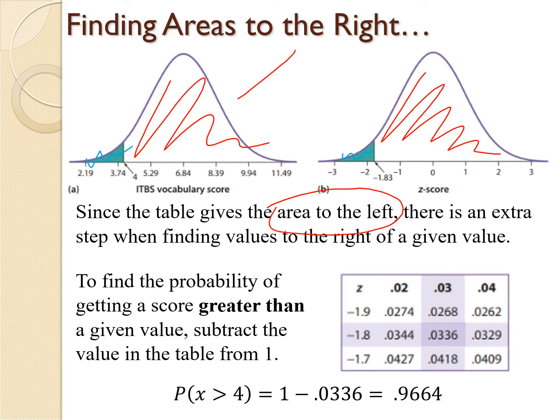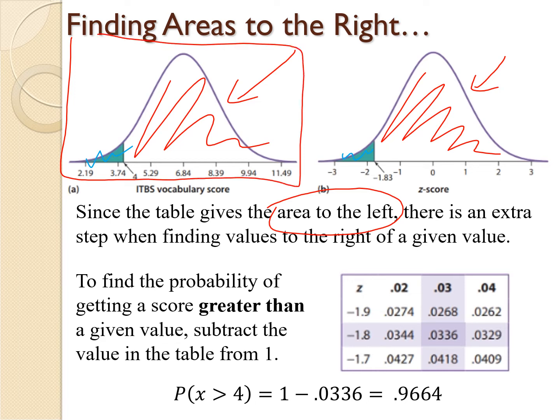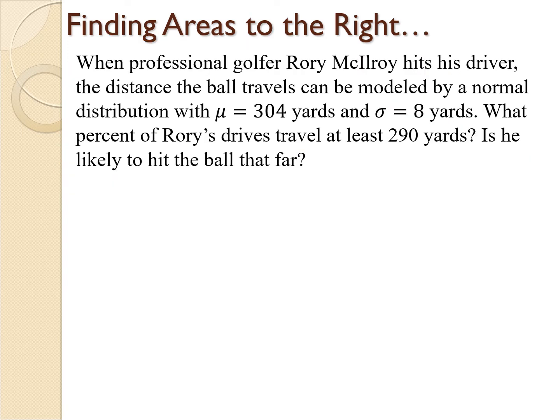So when we're dealing with something shaded to the right, we have an extra step. The key thing is to remember that this entire curve totals 100%, or 1. So if we want to find the area of this red shaded section, we're just going to subtract the value from 1. Back to that first example, the probability of getting a score of 4 or less was 0.0336. So the probability of getting a score greater than that would be 1 minus 0.0336, or about 96.64%. So let's try an example like that.